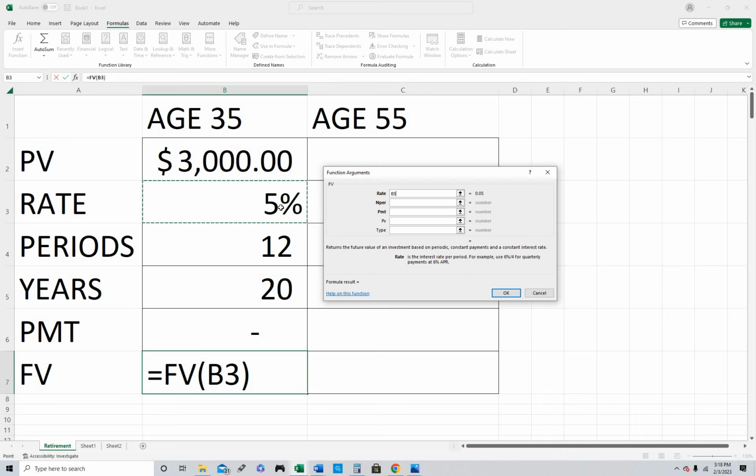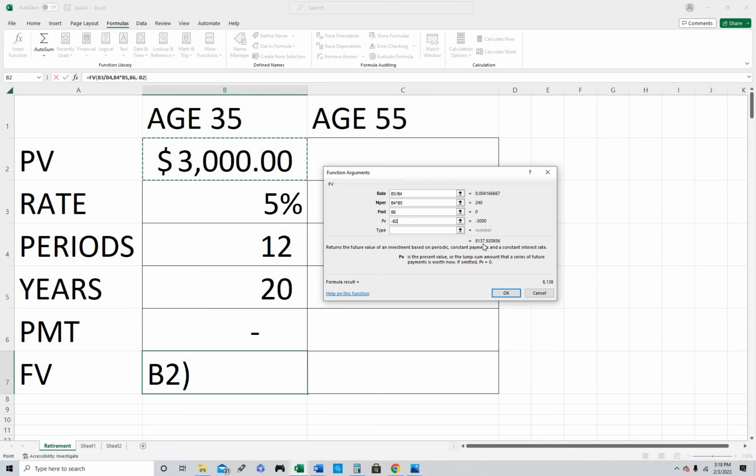Our rate is going to be this box, 5%, and we're going to divide that by 12 months of the year because we're compounding it monthly. The number of periods is going to be 12 months times 20 years. So we're going to have 240 periods that we're going to earn money in. Our payment is going to be down here. It's nothing, but we'll still put it there. And our present value is going to be a negative amount. Think of it as I've taken that money out of my checking account and put it into this investment account. So essentially, you've lost that money temporarily, but you're going to get it back at the end.